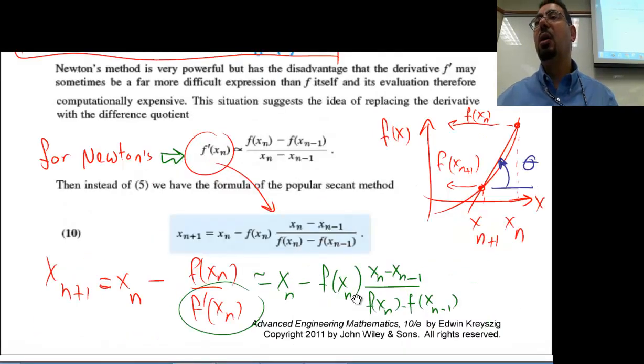So where does this leave us? This leaves us with basically this formula. Rather than having Newton-Raphson with xn minus f of xn over f prime, you will have xn minus f of xn multiplied by this.